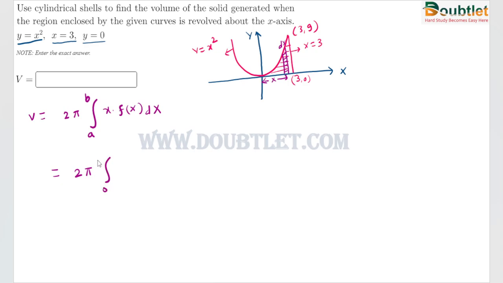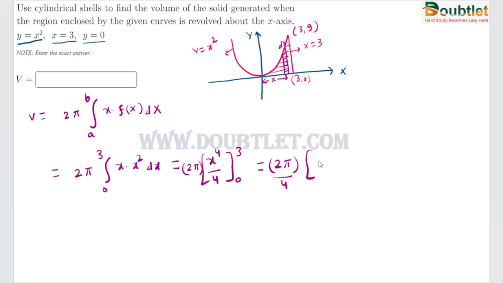So if we put in the limits 0 to 3, x multiplied by x square dx, it will become x cube dx, and the integration of x cube with respect to x is x to the power 4 over 4. So it will be from 0 to 3 and 2 pi is the multiple. So now after solving this definite integral, we get 2 pi by 4 outside, times 3 to the power 4 minus 0 to the power 4. 3 to the power 4 is 81. So this will be 81 pi by 2. So the volume will be 81 pi by 2.